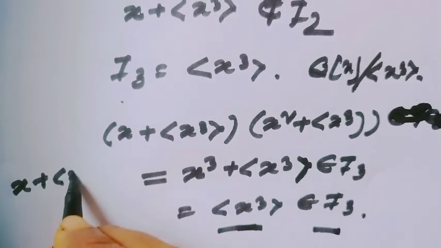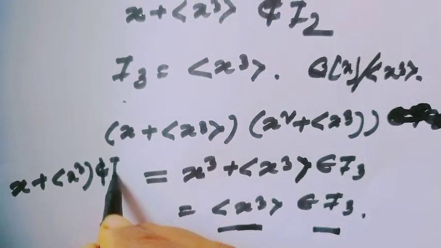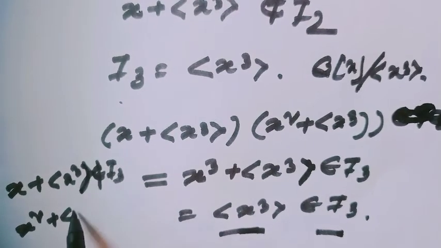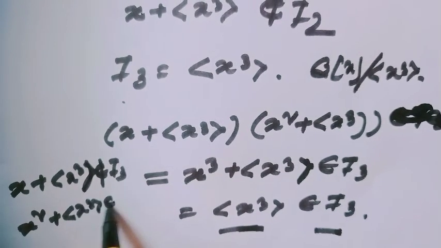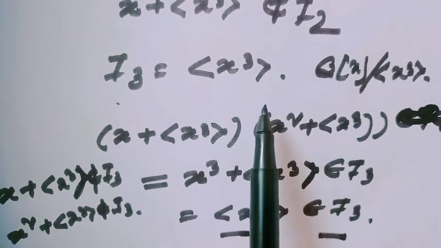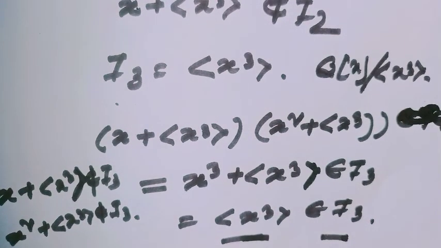x + ideal generated by x^3 does not belong to I3. Also, x^2 + ideal generated by x^3 does not belong to I3. So obviously the ideal generated by x^3 is not a prime ideal. Are you getting it?